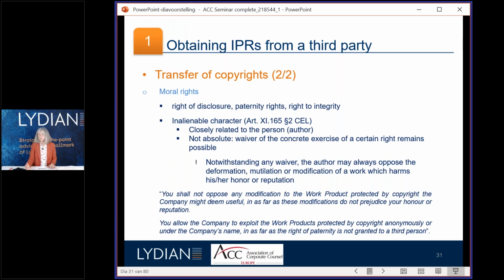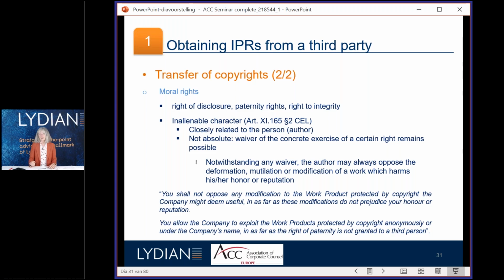So in Anglo-Saxon countries, or in Germany and the Netherlands, you can transfer your moral rights. But in a country like France, these rights are not transferable. So it's an inalienable character. So the right of disclosure, so the fact that you decide whether you disclose your work or not, the right of integrity to modify the work, and the right of paternity. And this is quite important in real estate business, for instance.